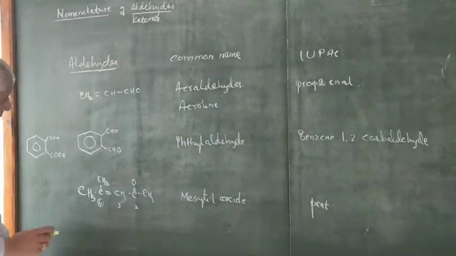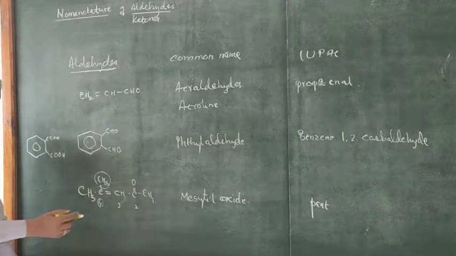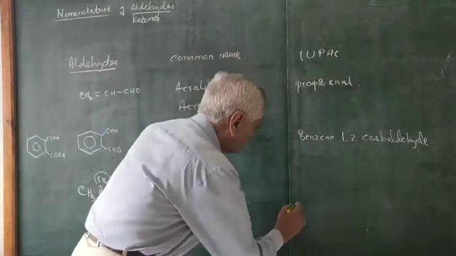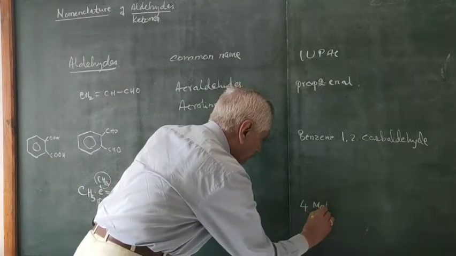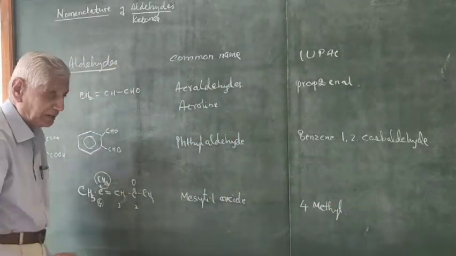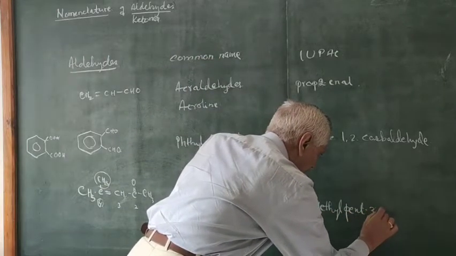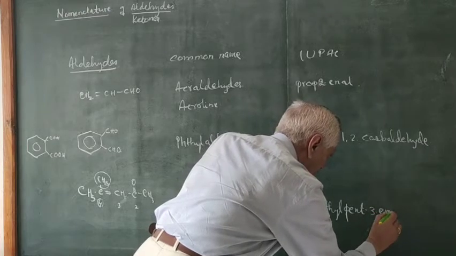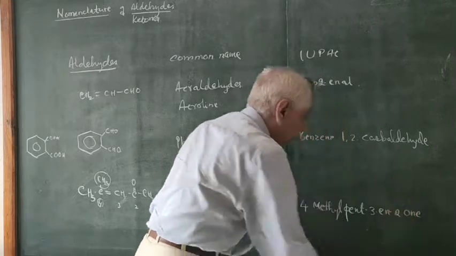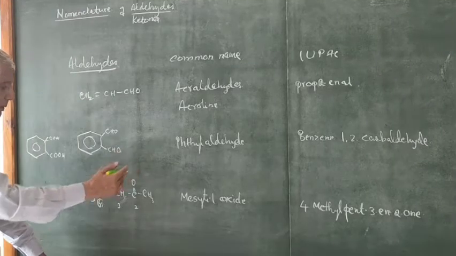Before that, we have to name this prefix CH3. The CH3 is present on which carbon? First, second, third, fourth. Therefore, it is 4-methyl. Pent-3-ene, 2-one. So 4-methylpent-3-en-2-one, that is the IUPAC name of the compound.